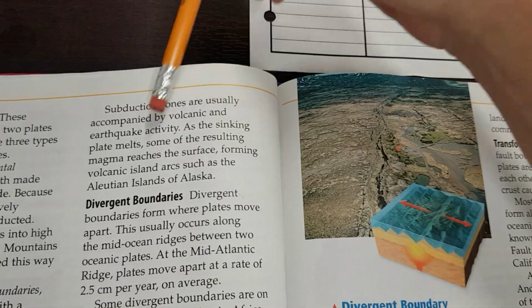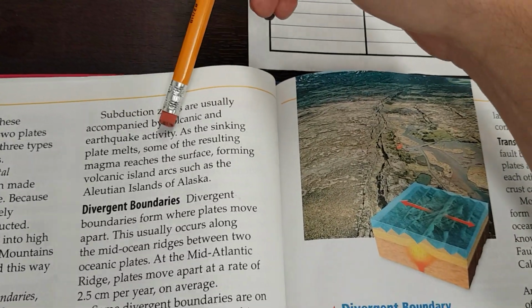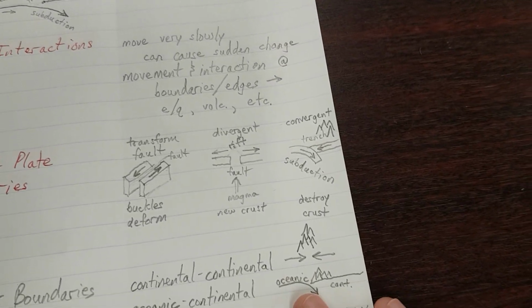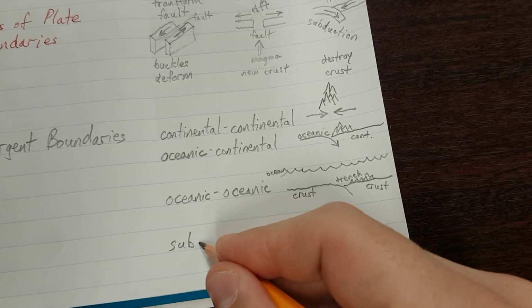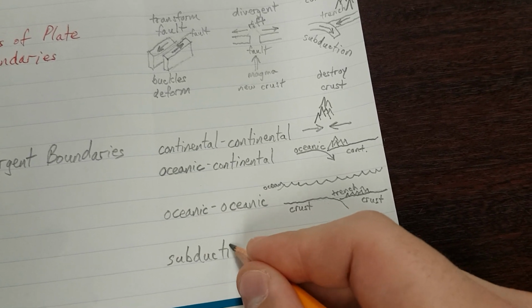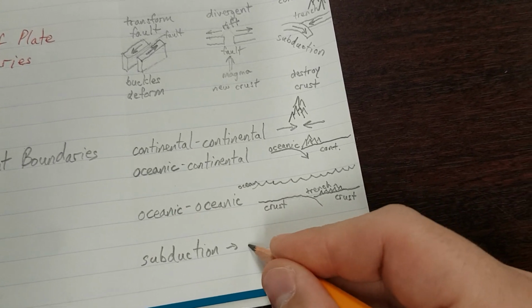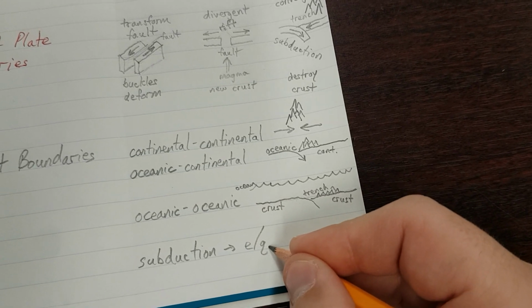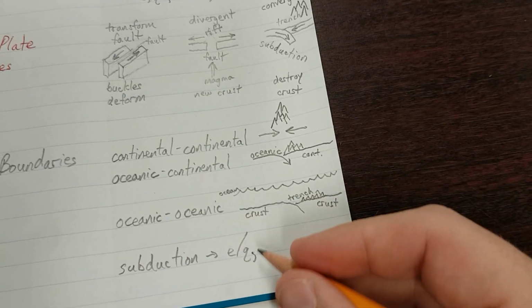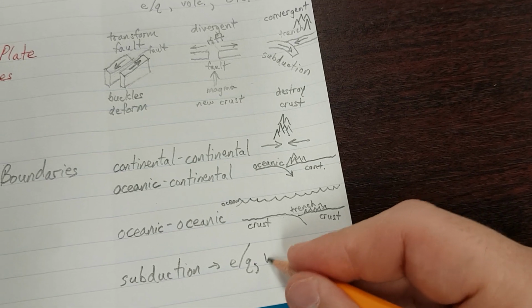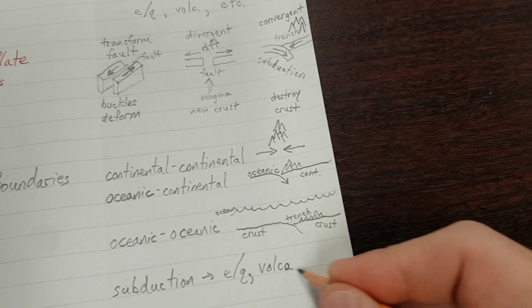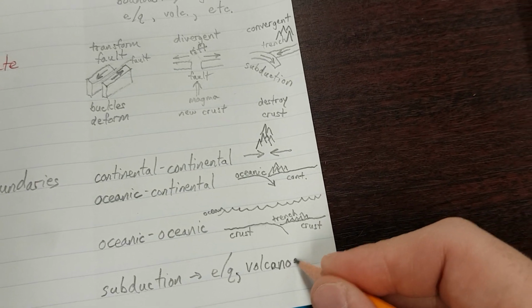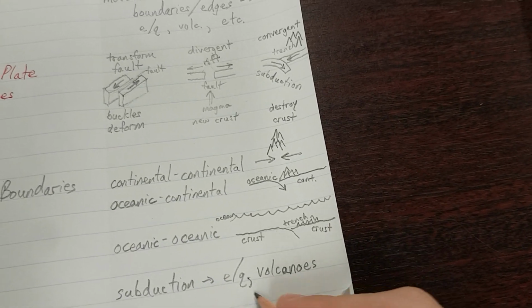Subduction zones are usually accompanied by volcanic and earthquake activity. Okay. Do we know that? Let's write that. Subduction, S-U-B-D-U-C-T-I-O-N, arrow, earthquakes, E/Q, comma, and volcanoes, V-O-L-C-A-N-O-E-S.